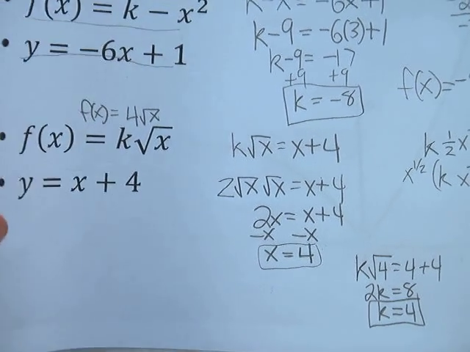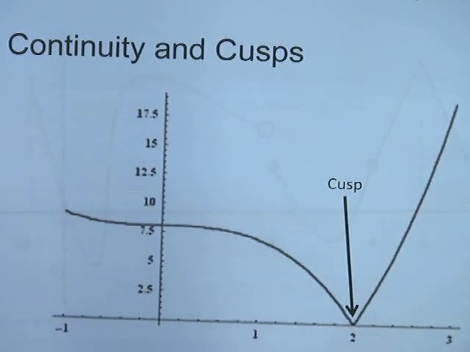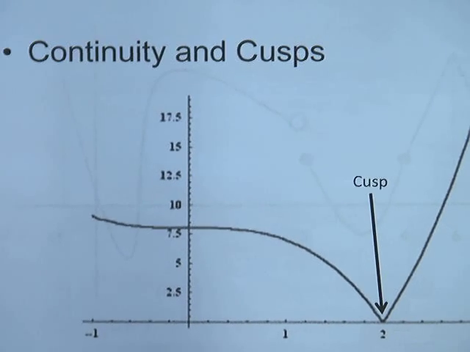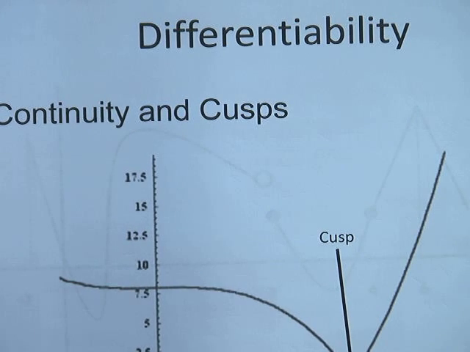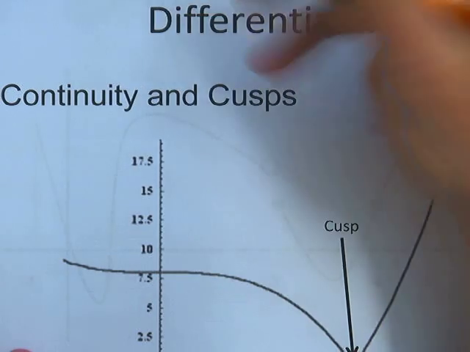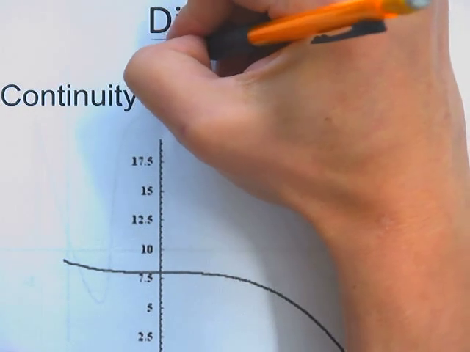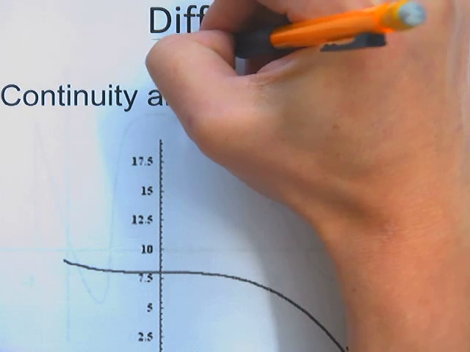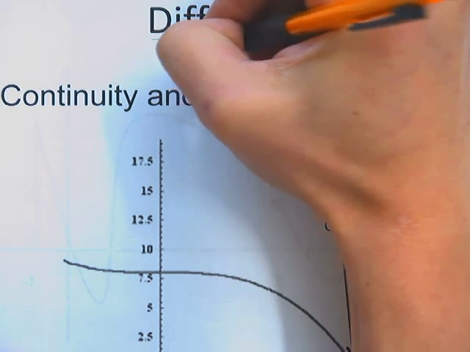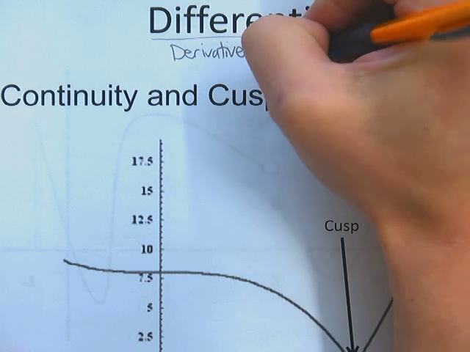All right, last concept is about continuity, cusps, and differentiability. So the two things that break differentiability, okay, this word means the derivative is continuous. So you should probably just note that. It's an intimidating looking word, but it has a very simple meaning.